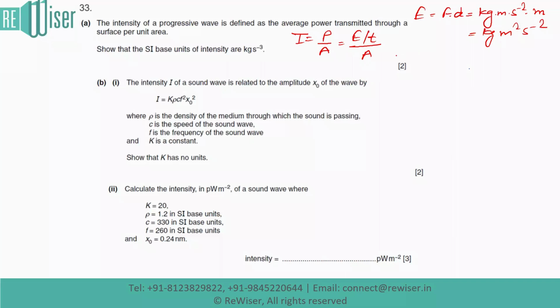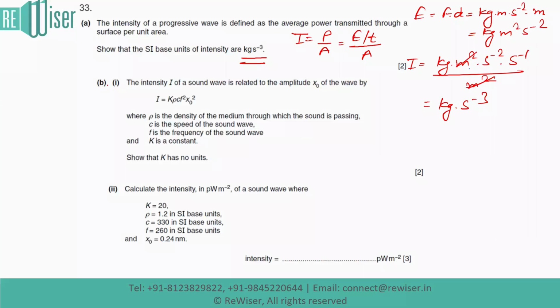Now if we put it here, I will be equal to energy per unit time, so it will be kilogram meter square s minus 2 per unit time, so s minus 1. And A is the area, which has units of meter square. So meter square cancels out, and it will be kilogram s minus 3. So the units are kilogram s minus 3, as written here. Okay, so the first part is completed.